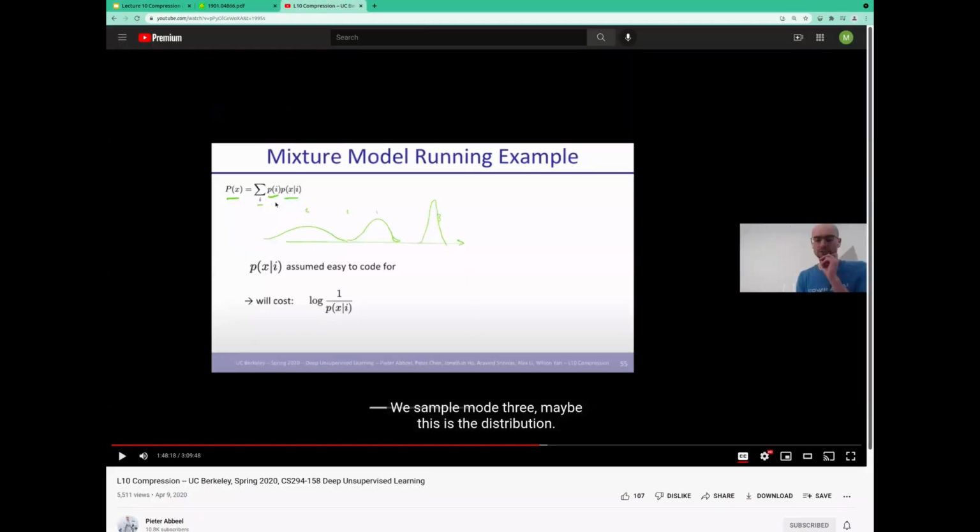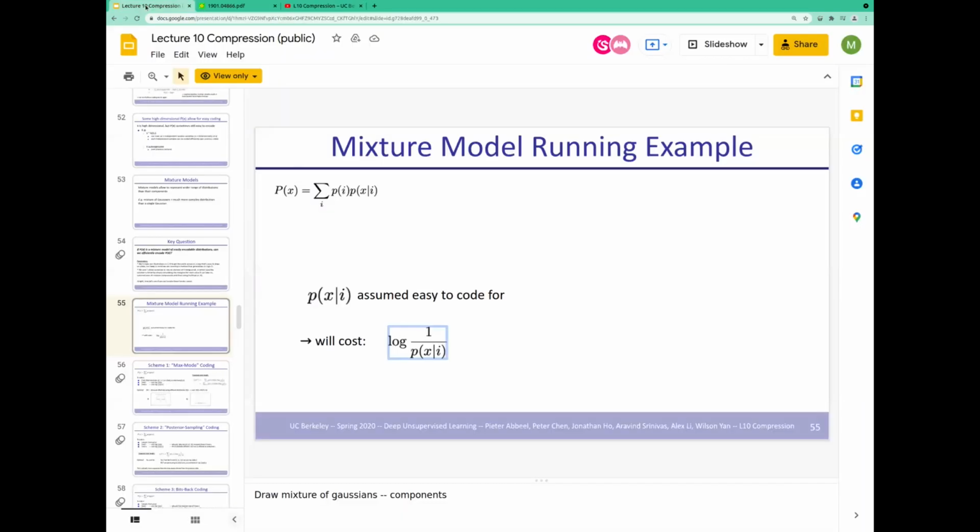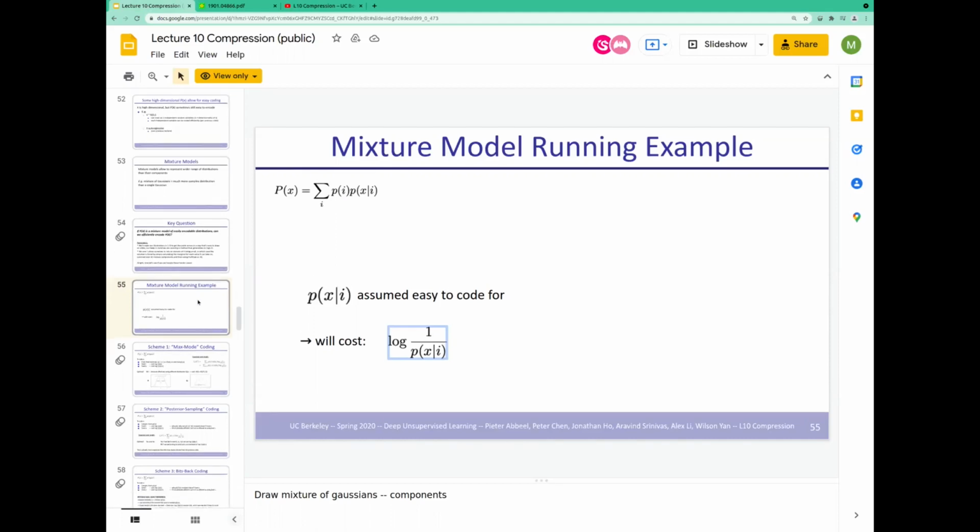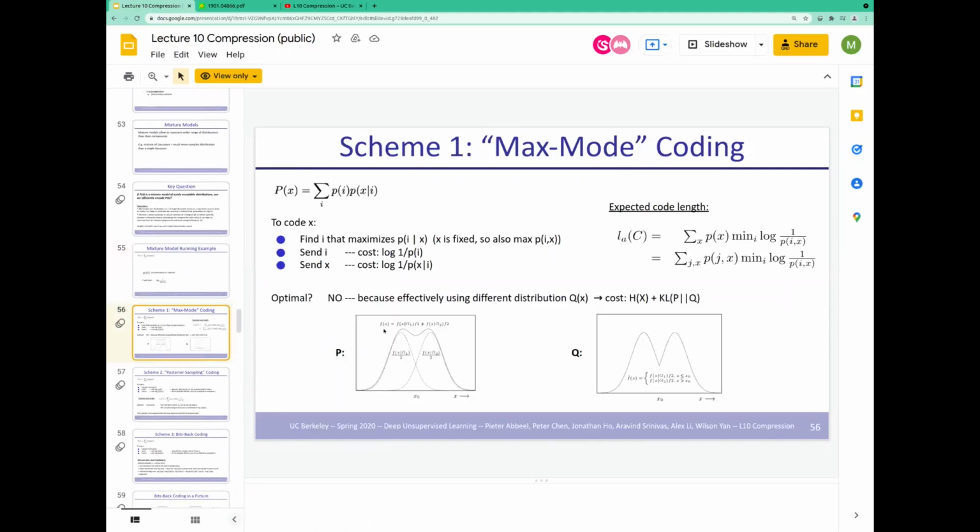So instead of having this entire distribution, we just say, well, we have these three distributions and we know where they are. And if we use this one, let's say number 1, to code for x, this would be the cost of encoding x. Okay, so before we go into bits-back coding, there's a couple of motivating techniques that we go through.